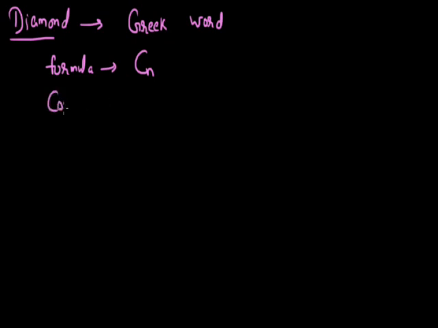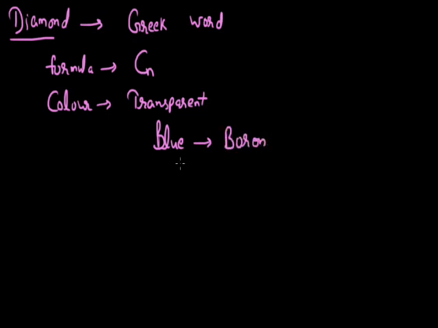If we talk about the color of diamond, diamond crystals are generally transparent, but sometimes different colors are seen in the crystals of diamond. This indicates the presence of other elements, such as if blue color is seen in the crystals of diamond, this indicates the presence of boron, and yellow color indicates the presence of nitrogen.